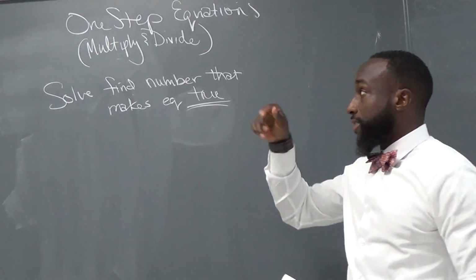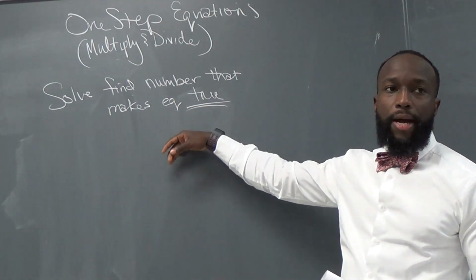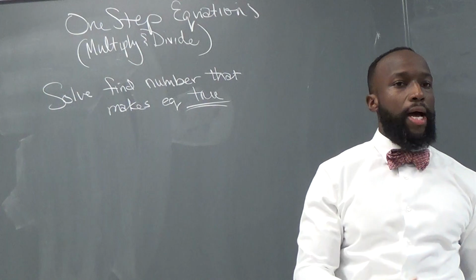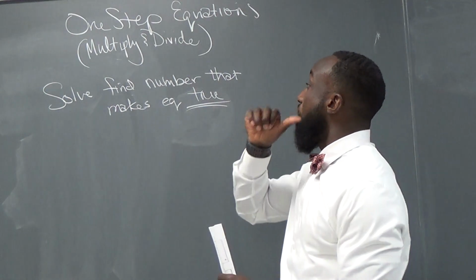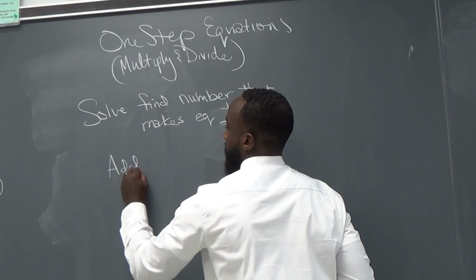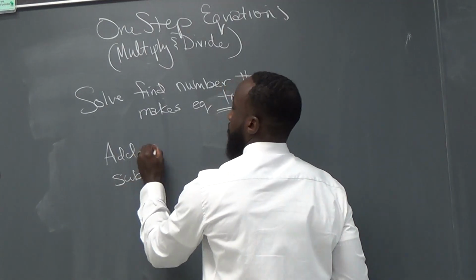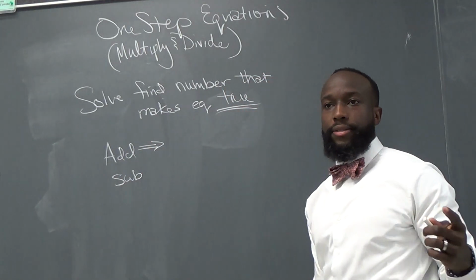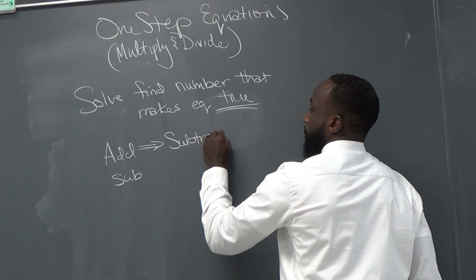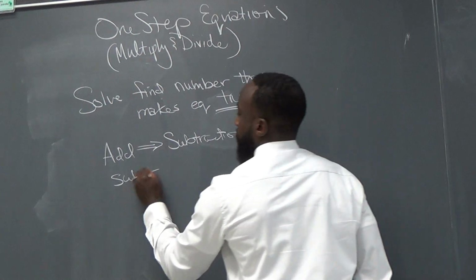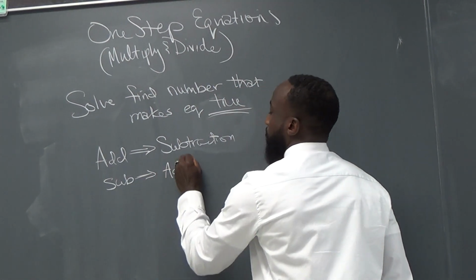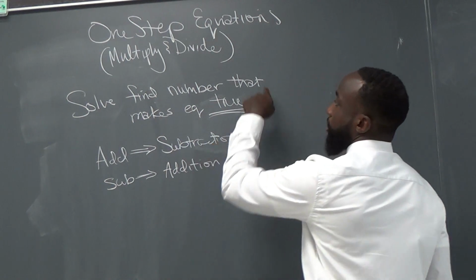To do that, we do inverse operations. Inverse operations cancel things out. Yesterday we talked about addition and subtraction. The inverse to addition is what? Subtraction, right? The inverse to subtraction is addition. These are the operations that we do in order to solve, right?